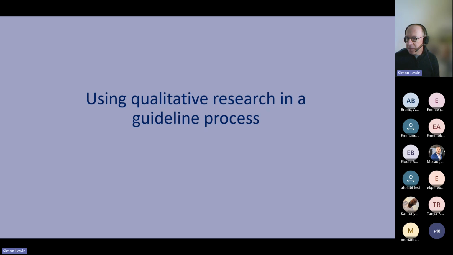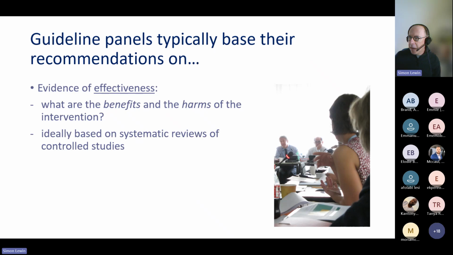So how might we use this kind of synthesized qualitative research in a guideline process? I think typically, and it was certainly the case in the past, that guideline panels base their recommendations predominantly on evidence of effectiveness. What are the benefits and harms of the intervention, drawing on evidence from systematic reviews of comparative or controlled studies typically.